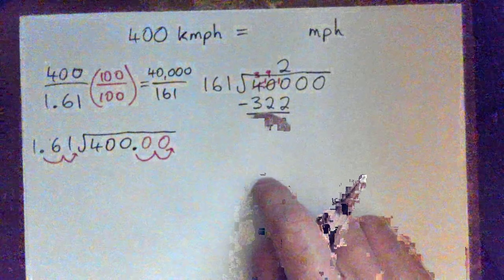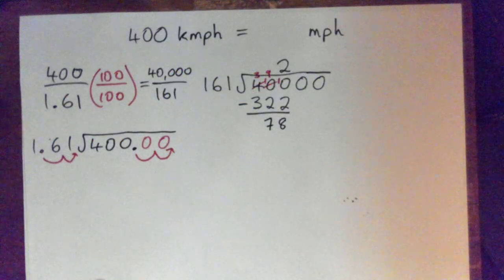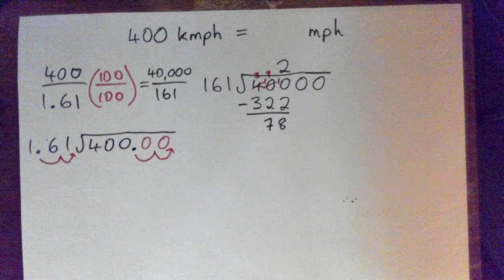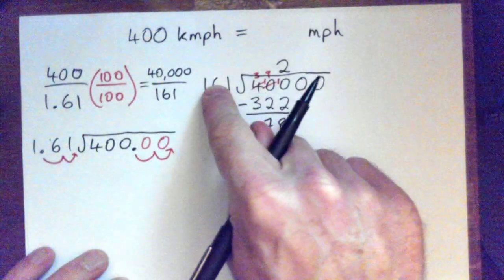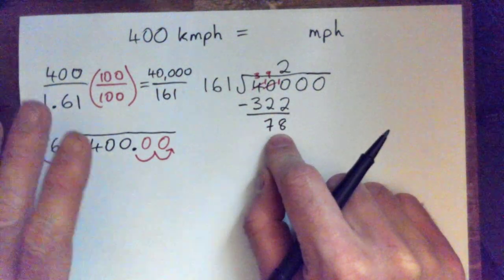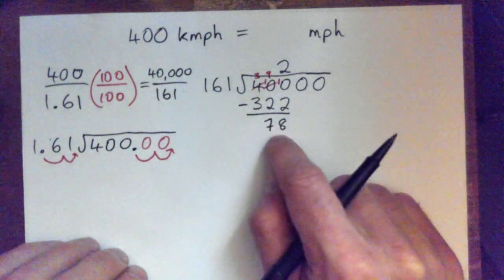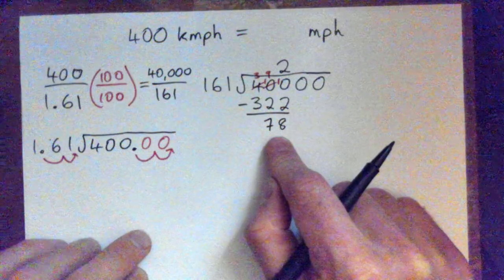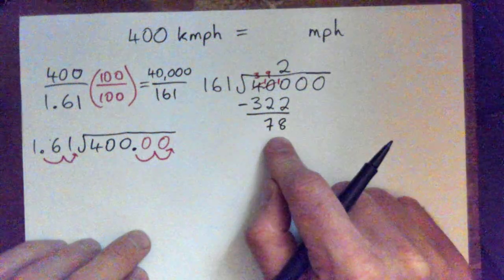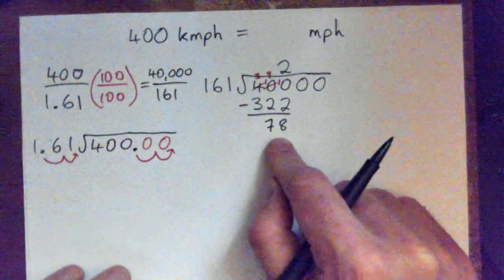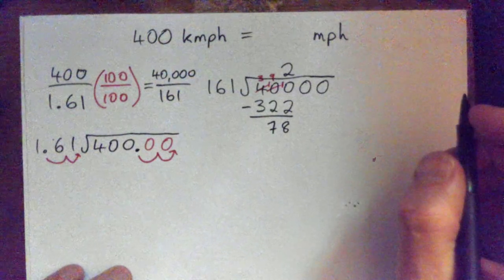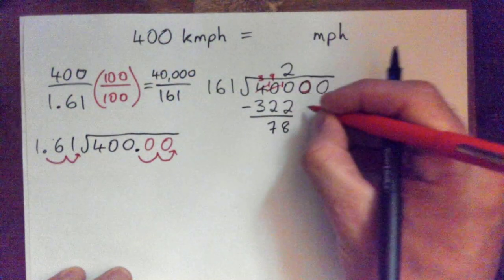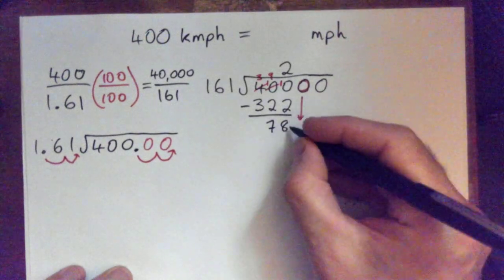Yeah, I wasn't paying attention. No problem. So now 161 does not go into 78, which is great because it's not supposed to. That's the remainder. So it goes 2 times remainder 78, which is good. And so we've got to bring down one of these zeros, right? So bring that guy down, 780.